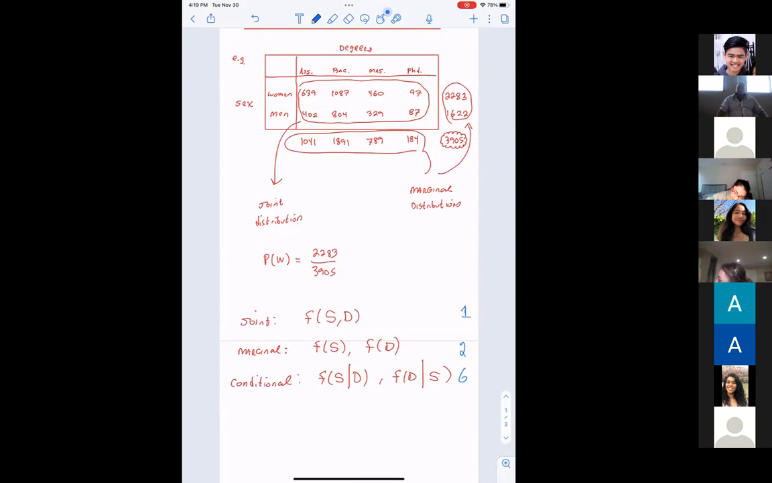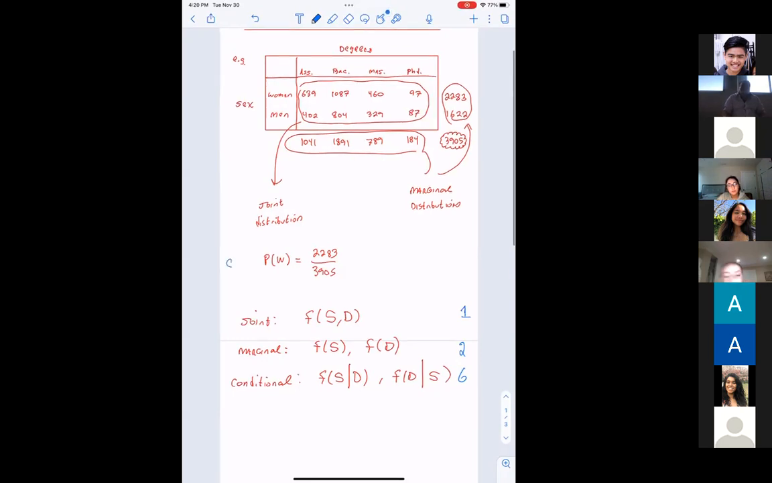And those distributions are basically the columns and the rows in my table. Because there's 4 columns and 2 rows, there are 6 ways that I can condition. So there's actually 9 different distributions in this two-way table. Of course, you don't really have to think of it like that, but there are 9. So let's do some examples.